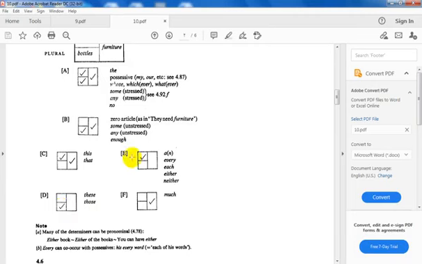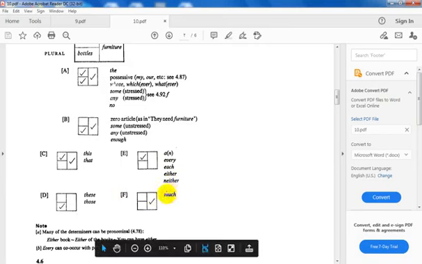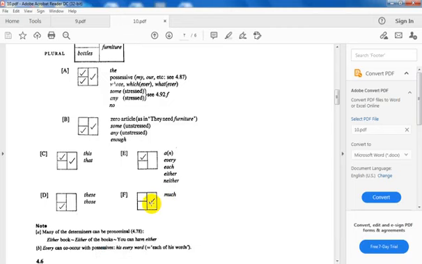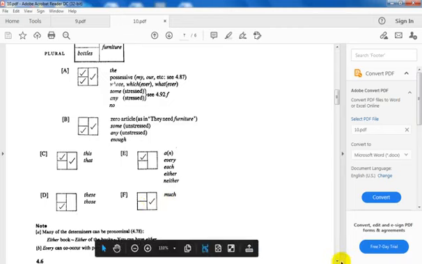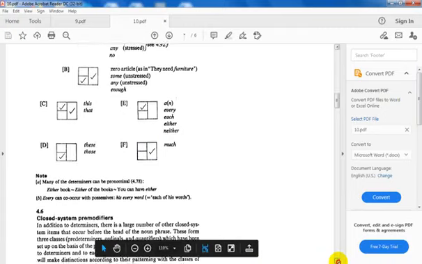Okay. E is the class used only with singular counts: a bottle, every bottle, each bottle, either bottle, neither bottle. So it is not used with plural count or non-count. What about the last class, much? See, much here is used only with non-counts. By the way, all of these will be discussed one by one.